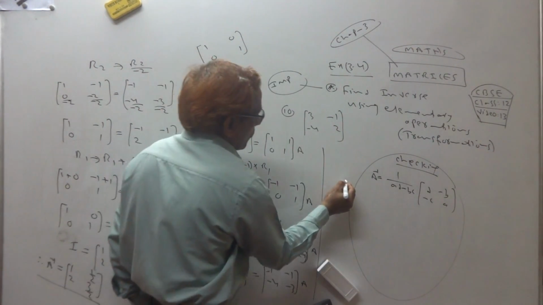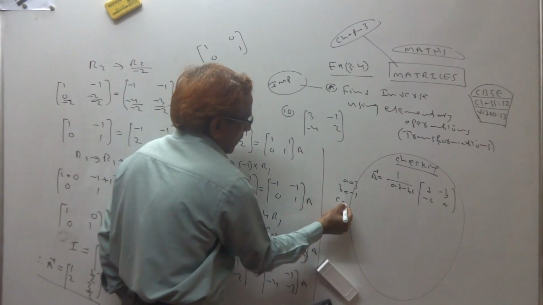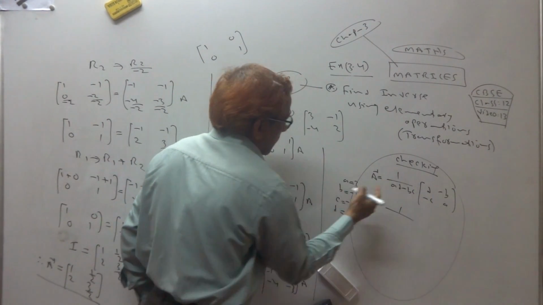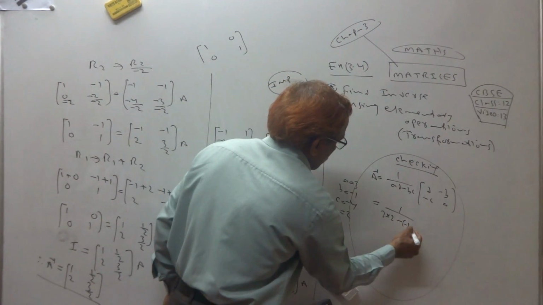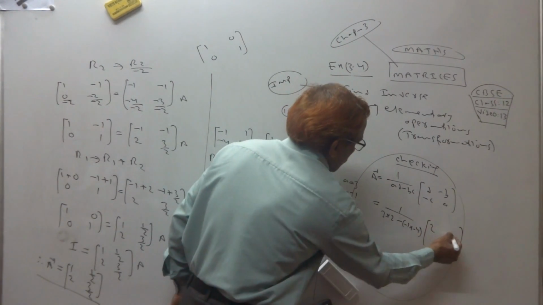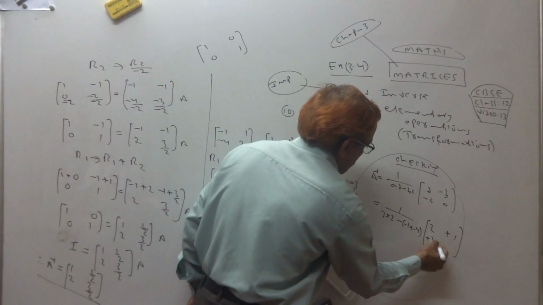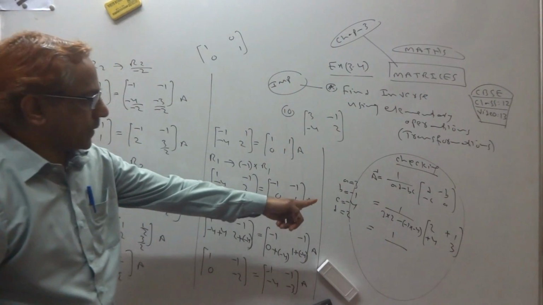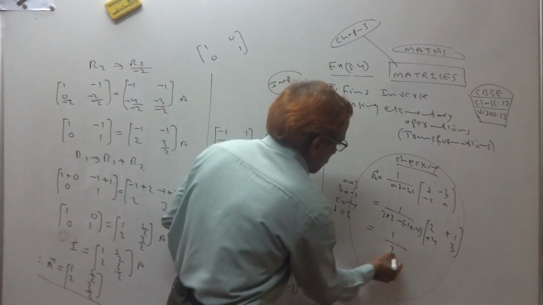Yes. Here what is A? 3. What is B? -1. C is -4. D is 2. We substitute in this. AD minus BC. See, A times D is 3 times 2, and B is -1, C is -4, so minus of minus 4 is plus 4. So what am I getting? 6 minus, only 6 minus 4, 2.